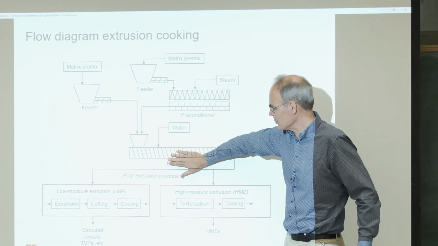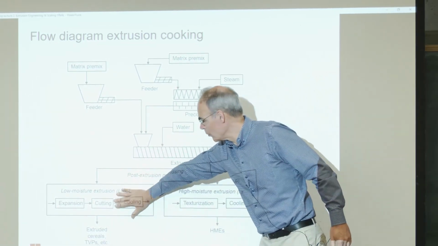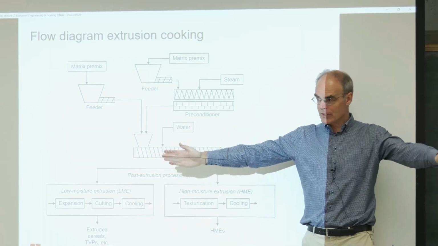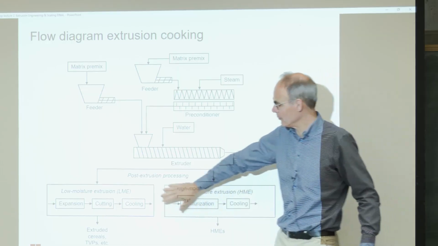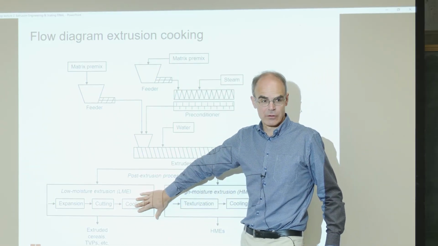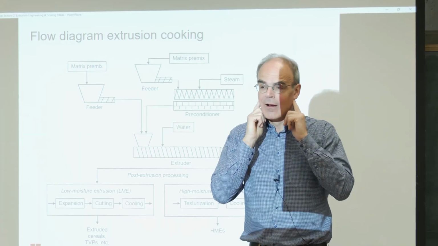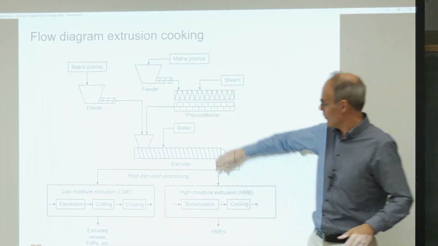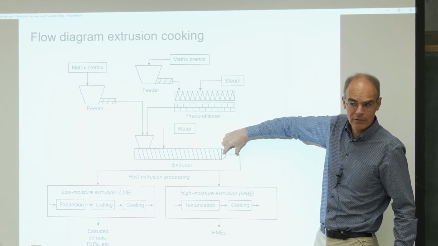Then we extrude it here. The temperature conditions could vary a little bit. We'll come to that. Then we have the low moisture extrusion versus the high moisture extrusion. What are the main differences between low and high moisture extrusion? What's the difference in setup of the extruder? For low moisture, we can do it with a single screw, we can do it with a twin screw. But then we come at the end, so we have here the die.